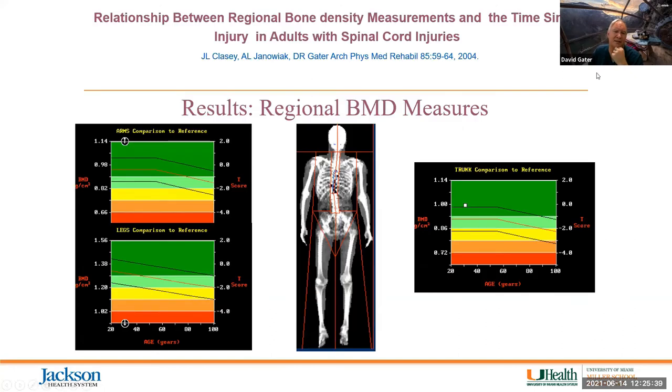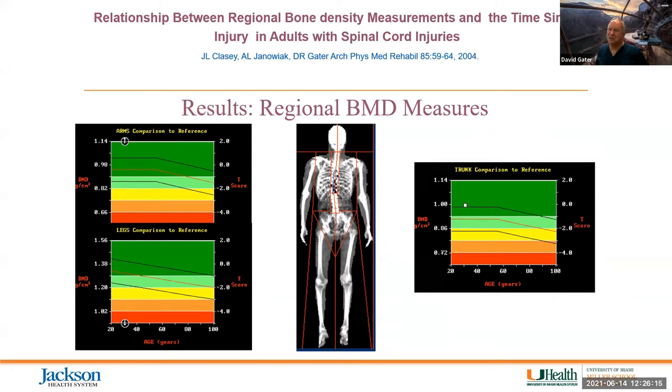We've reported out some time ago, if you look at the relationship between regional bone density measurements, and so specifically looking at arms, legs, and trunk compared to able-bodied young Caucasian women references. When you look at time since injury, there is a very clear relationship as we look at adults. Now, if you look at folks with paraplegia, it's very likely that their upper extremity bone mineral density will be higher than normal.